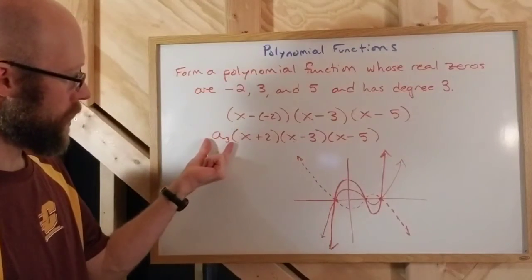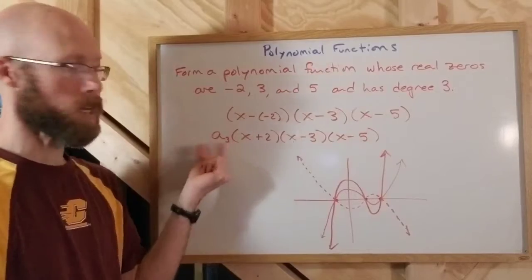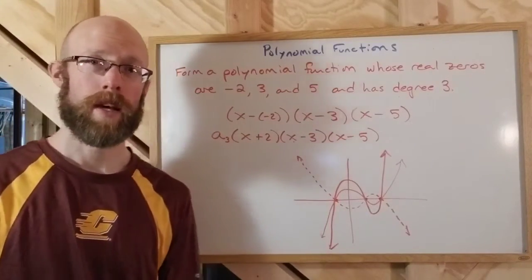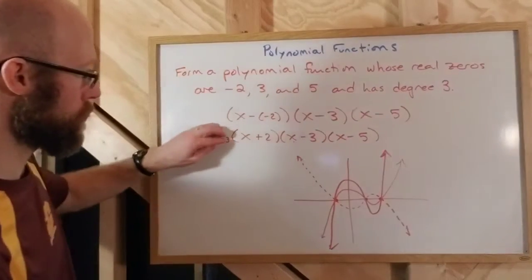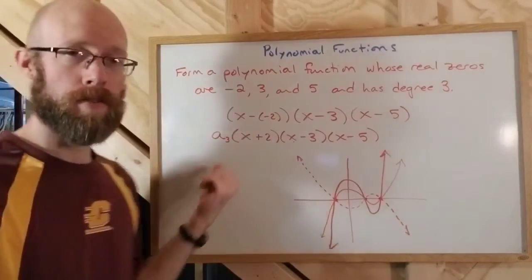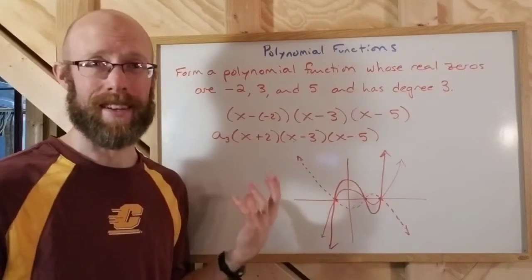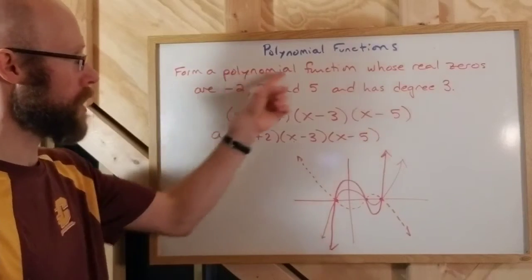So here I have a general a sub 3, that would be a 3rd degree leading coefficient. That's our notation for it. But it could be anything. It could be 1. 1 would be nice, right? Then I don't really need it in there, and I just write those factors. But that could be really anything. And so I'm not specifying. I said form a polynomial.